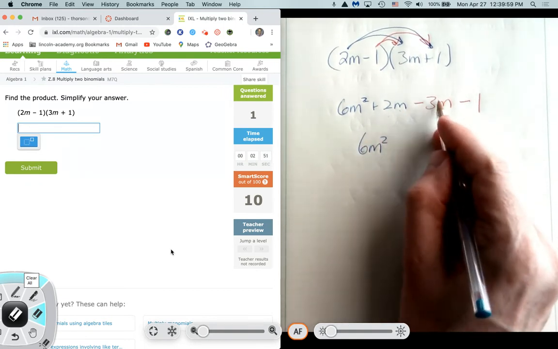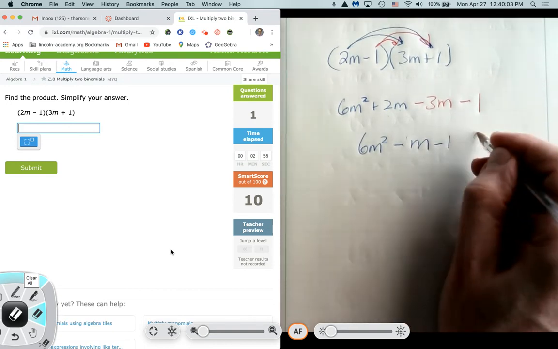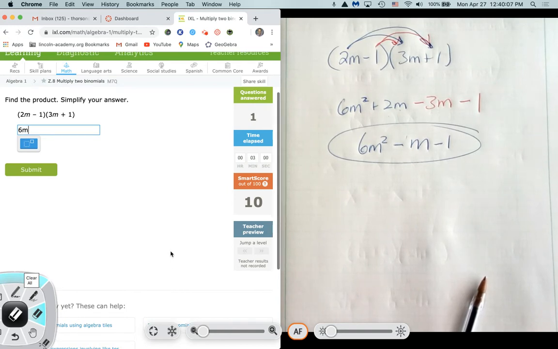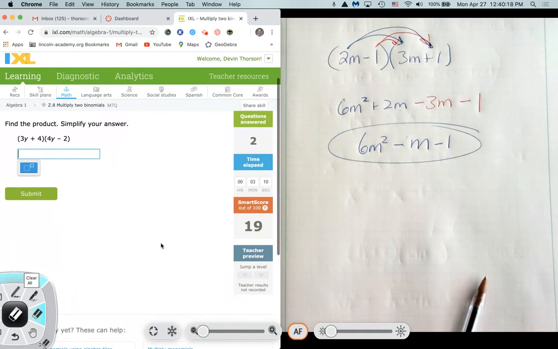2m's minus 3 is going to be a minus 1m. You don't need to write the 1. Minus 1. And there's our solution. 6m squared minus m minus 1. And we submit, right? That's all this lesson is.